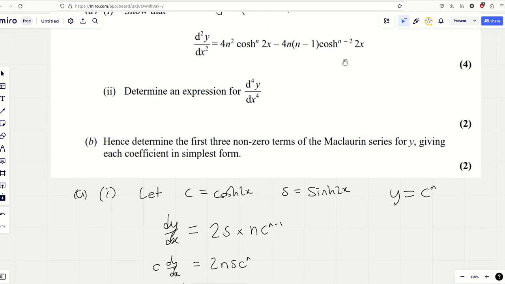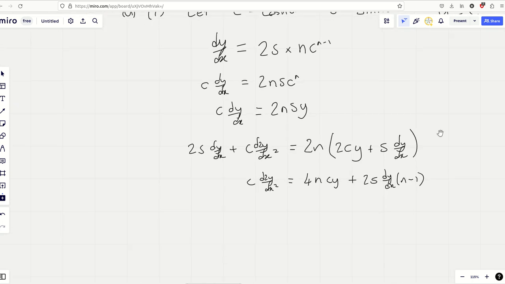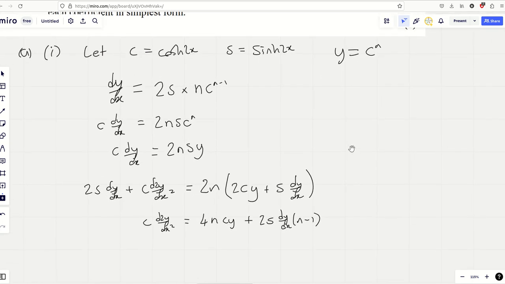This hasn't got any y's or dy by dx's in it, so I better start replacing my y's and dy by dx's with what they are, yeah? Remember, y is c to the n, yeah? So I'm going to have c d2y by dx squared equals 4n. Right, okay, c times c to the n is c to the n plus 1, yeah?